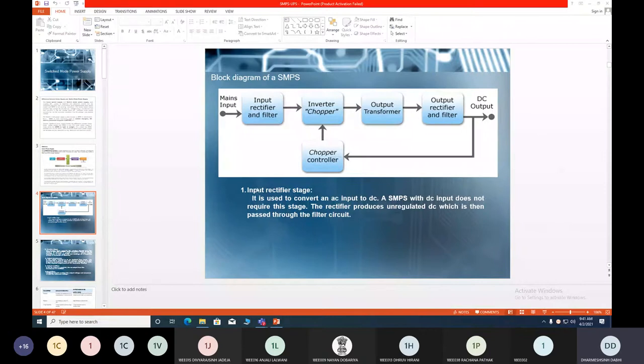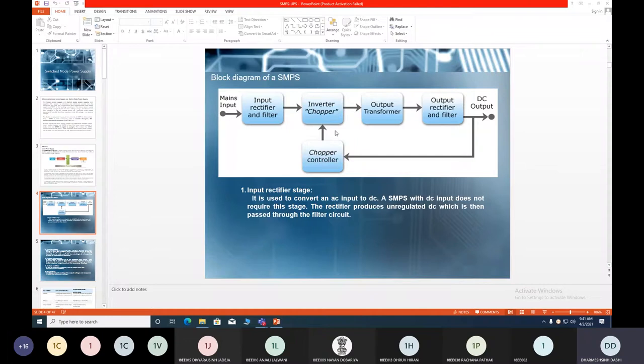So one by one, the function of all these components is given below. The first component is the rectifier. As we know, it converts AC to DC. This rectifier produces the unregulated DC output voltage, and then it passes through the filter, and then it is applied to the inverter.